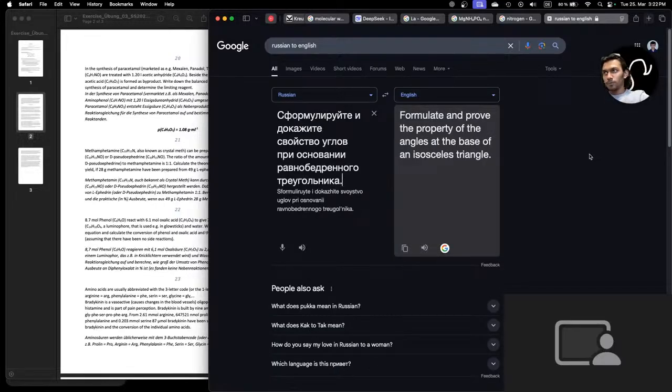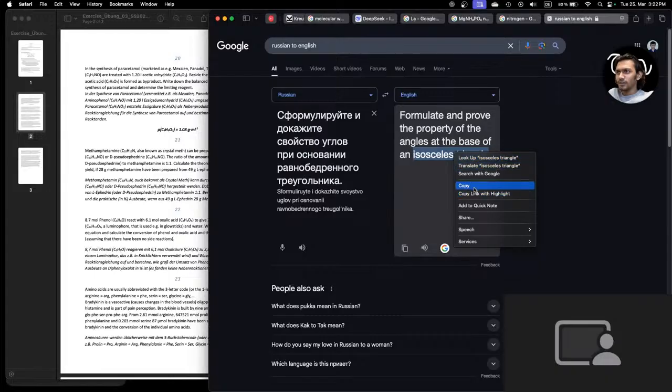Formulate and prove the property of the angles of the base of isosceles triangle. Yes. What is isosceles triangle? I think it's the one with all the three angles equal. That's the isosceles triangle, I believe. I don't remember.